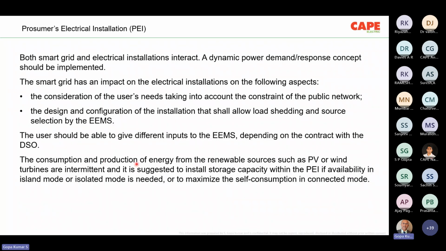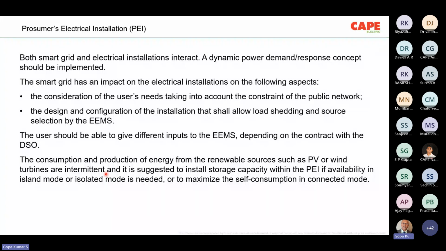The consumption and production of energy from renewable sources such as PV or wind turbine are intermittent, and it is suggested to install storage capacity within the prosumer electrical installation if availability in island mode or isolated mode is needed, or to maximize the self-consumption in connected mode. So basically, localized battery storage is also promoted, and is also a need depending upon your requirement.